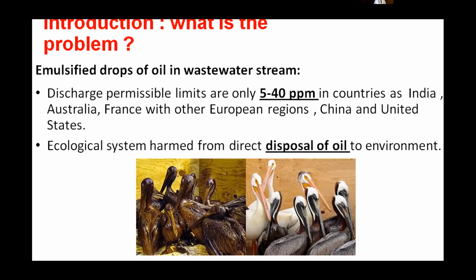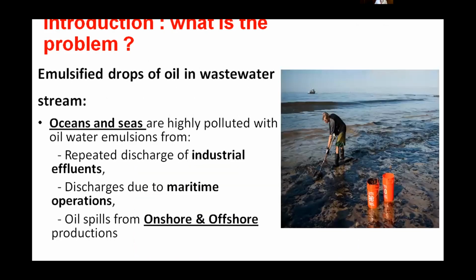Such areas in the world have regulation for discharge permissible limits. Some areas like Europe, France, Australia have stringent regulation for this. Others don't have. Okay. If we are talking about the oceans and the oil spills, all of us know about the onshore and the offshore production of oil.